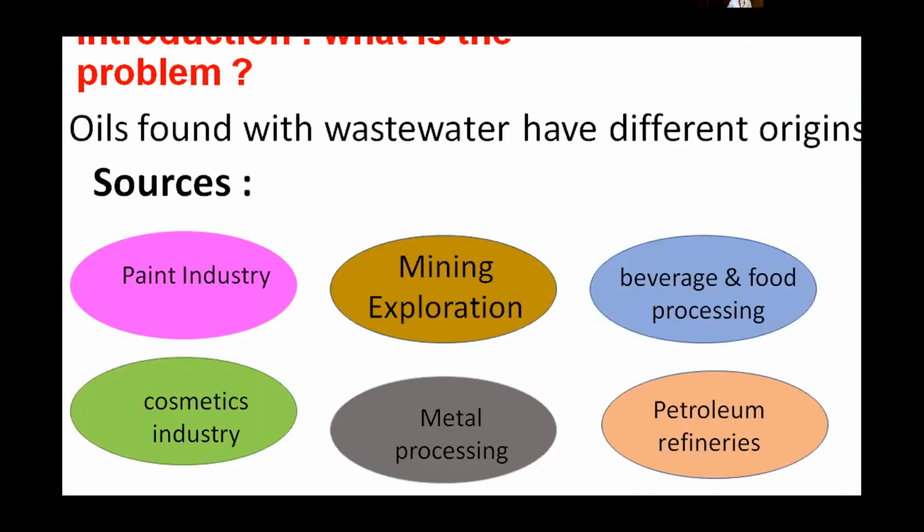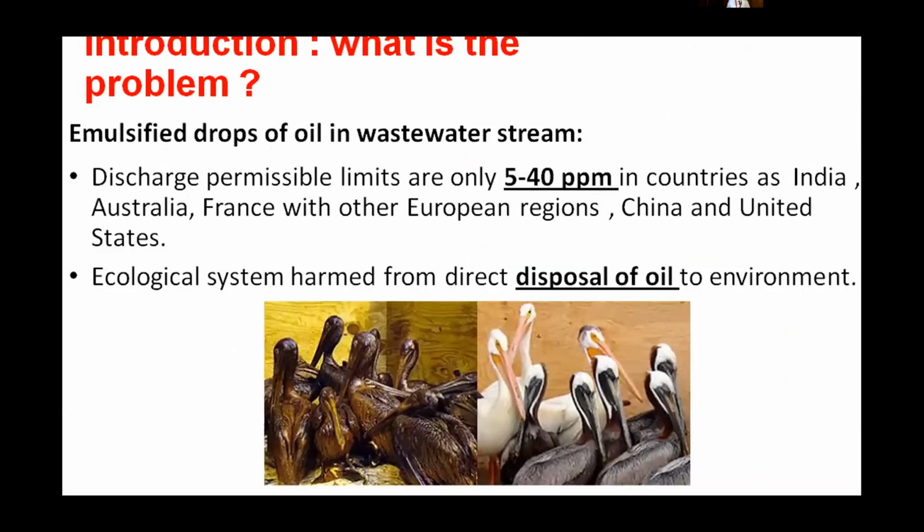The sources of oil, as all of us know, come from many sources: the paint industry, the cosmetics, the metal processing. But the main one and the huge amount comes from the petroleum refineries. The ecosystems and the ecological parts of the environment are highly harmed from this disposal, which can be caused in many regions in the world.